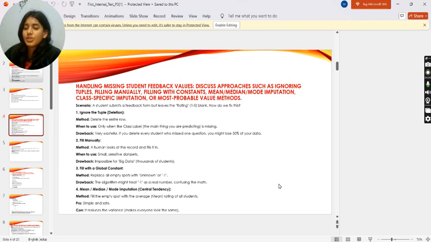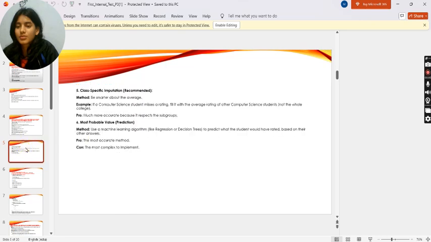Mean, median, mode imputation, central tendency. Method: fill the empty spot with the average mean rating of all students. Pros: simple and safe. Cons: it reduces the variance, makes everyone look the same. Class-specific imputation. Method: be smarter about the average. Example, if a computer science student misses a rating, fill it with the average rating of other computer science students, not the whole college. Pro: much more accurate because it respects the subgroups.